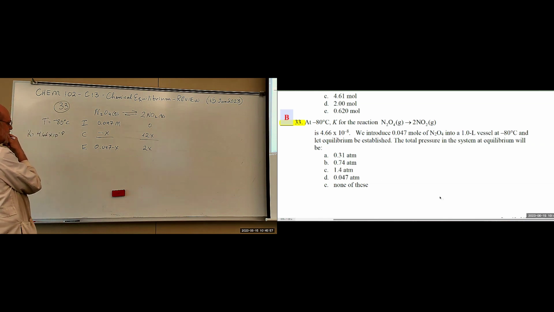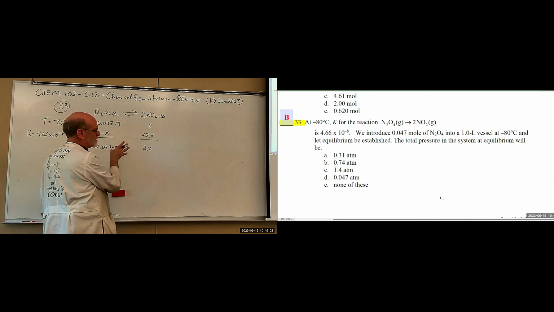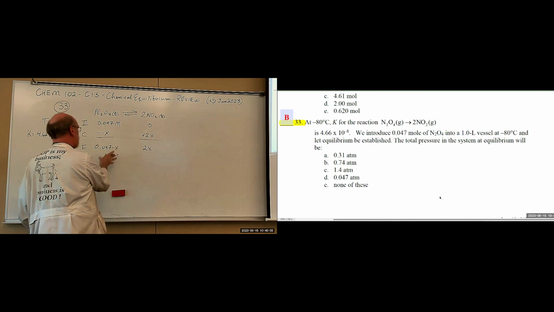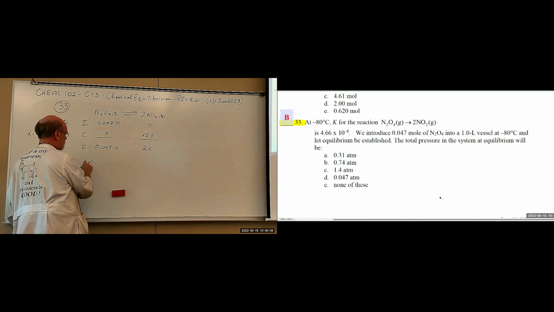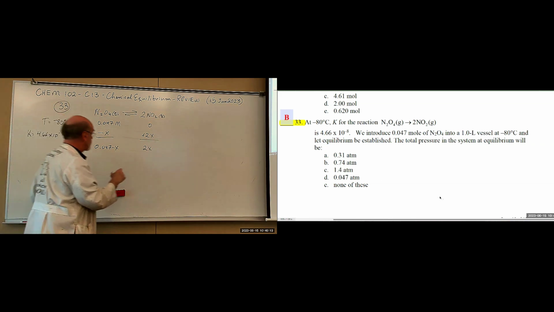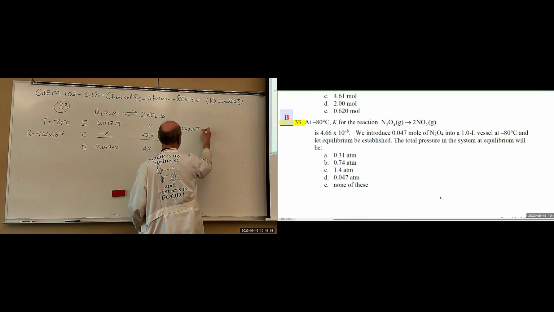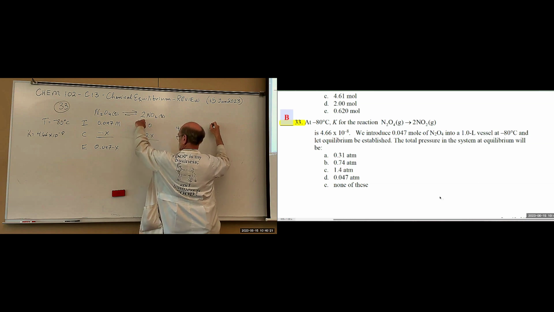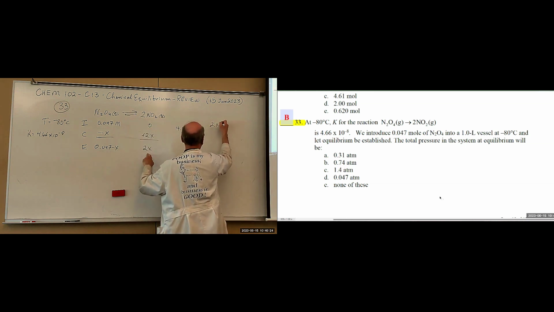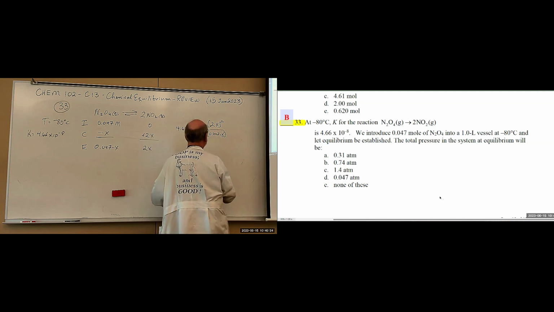Now let me see. This is the molarity, but it's in 1 liter. So this is also the number of moles. Well, let's just set it up. Okay, so the equation then is going to be 4.6 times 10 to the minus 8 equals this one squared divided by this one to the first power.